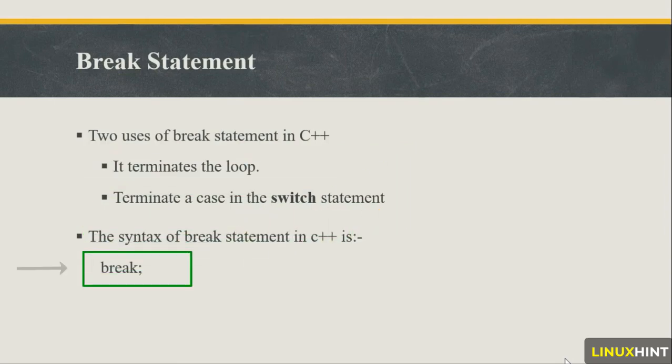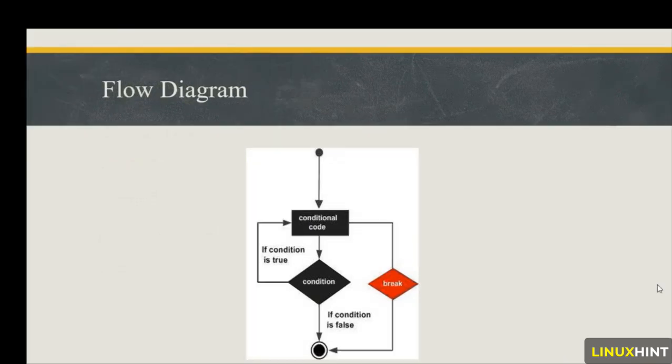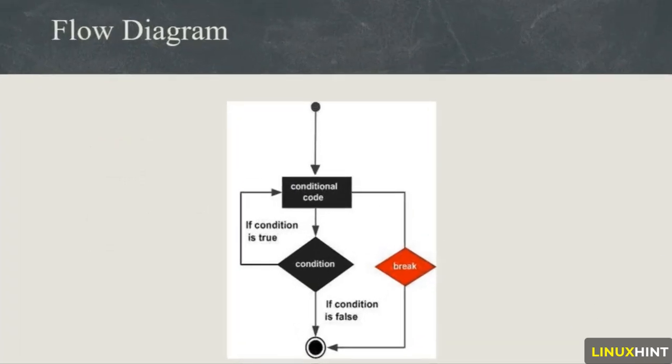And this is the syntax of the break statement in C++. When we have to use the break statement, we just write the break keyword and it works. And this is the flow diagram of the break statement in C++. It starts from the conditional code, and if inside the conditional code you have a break statement, then the flow terminates. And if you don't have the break statement, then the program will keep executing.